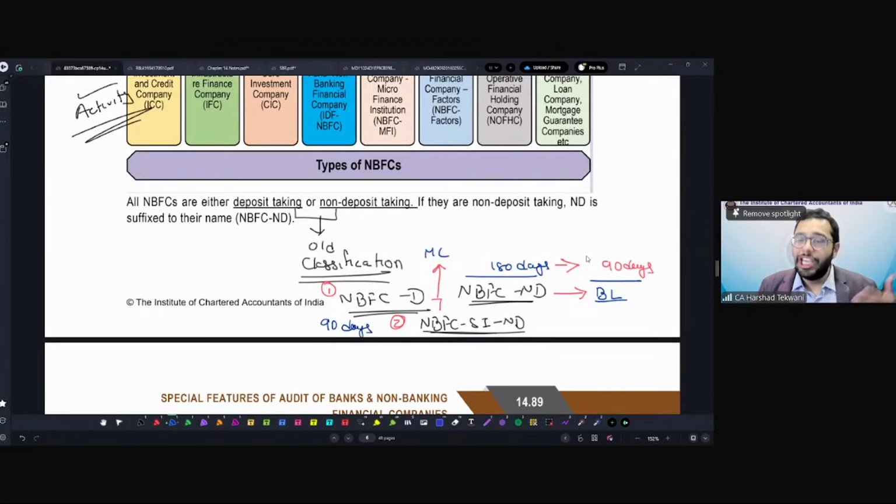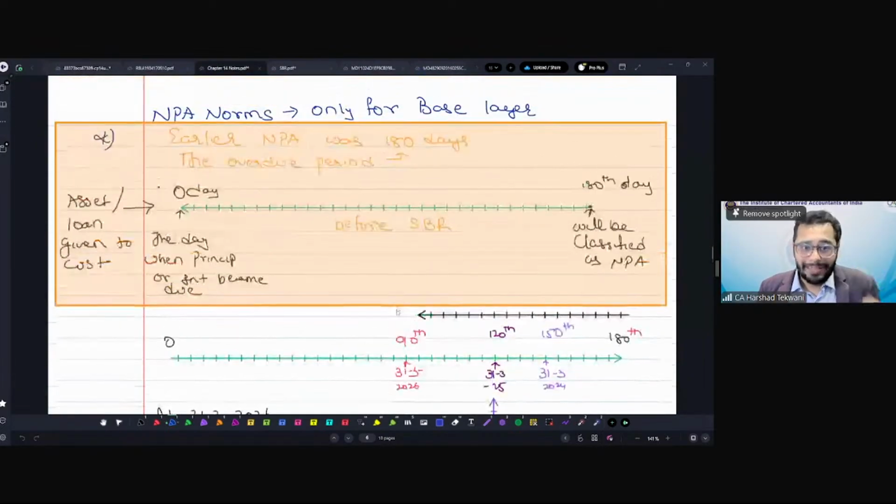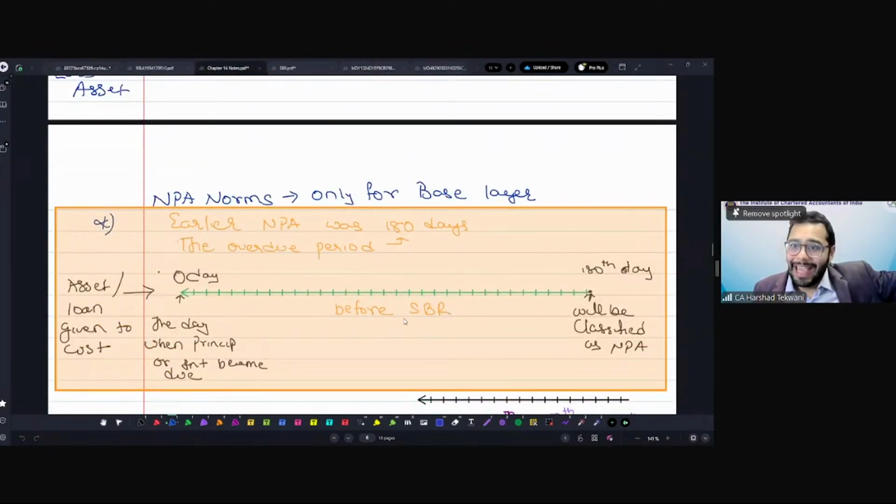So there was no change required with that. And hence, ML from day one has 90 days only, NPA norms. So for ML, it is already 90 days. So there is no change required for the ML. But yes, there was a change required because base layers or ND, the earlier classifications, were having 180 days. So that's why I am writing for the base layer only, because middle layer already has 90 days requirement. Clear with this?